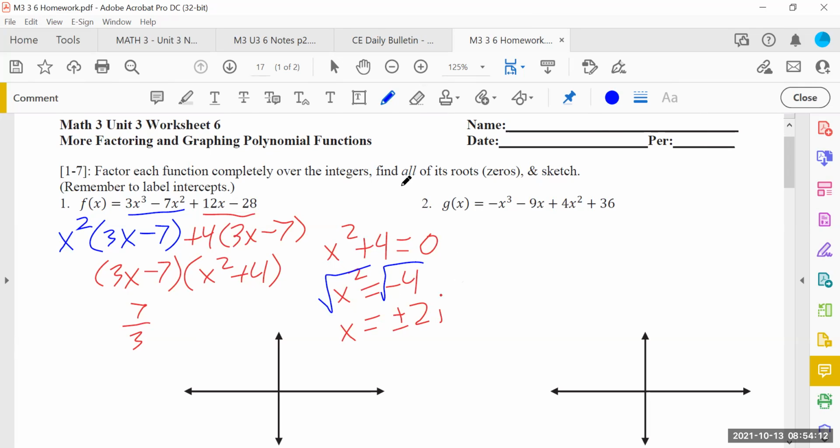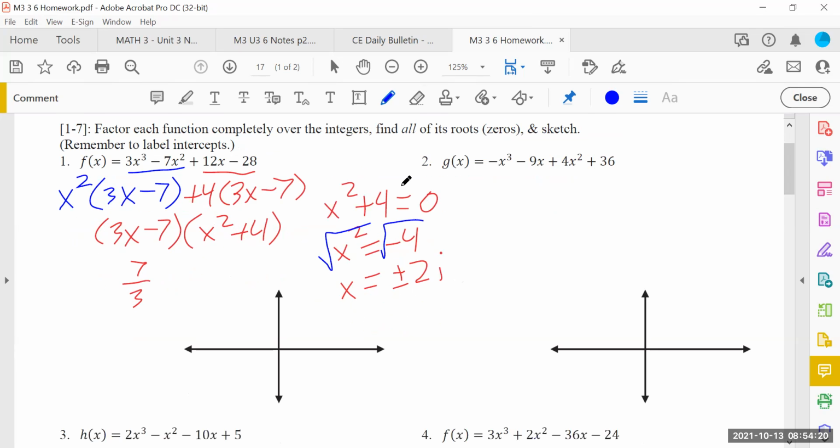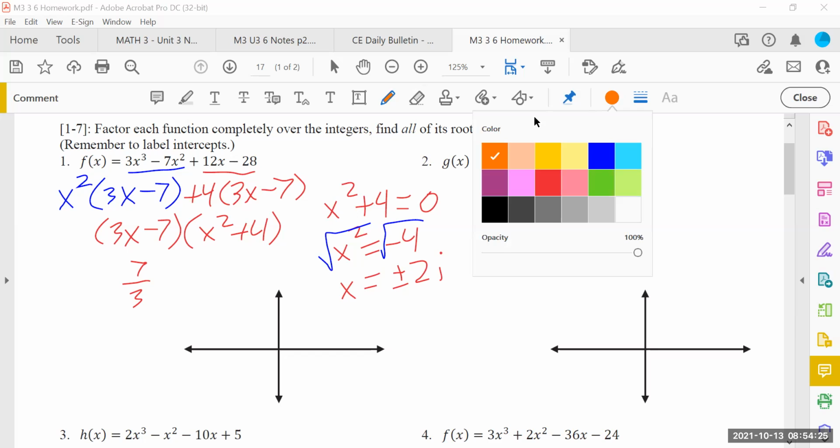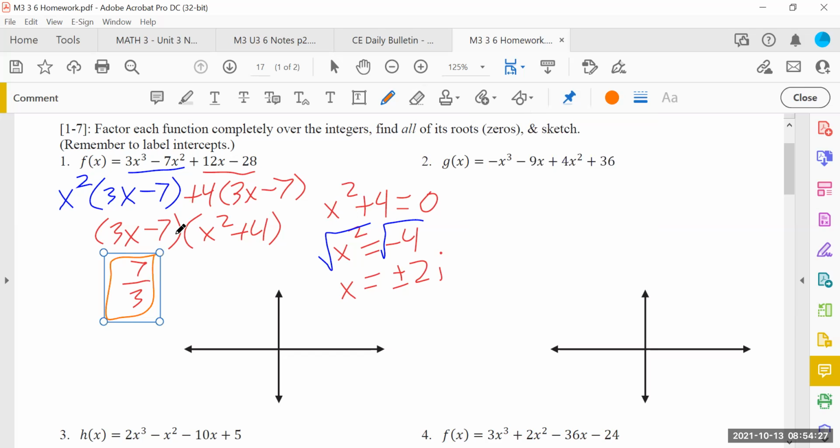Can I graph imaginary numbers on this? Not on this graph. There are no imaginary numbers on here. So I have one x-intercept at 7/3. Now both of these sets, this is 3 zeros, 3 roots, but only one x-intercept right here at 7/3. Let's get my y-intercept.